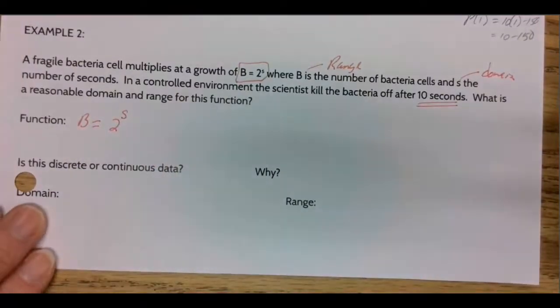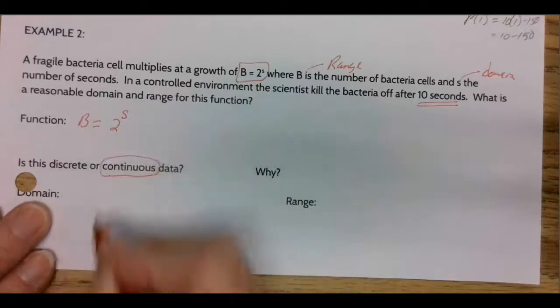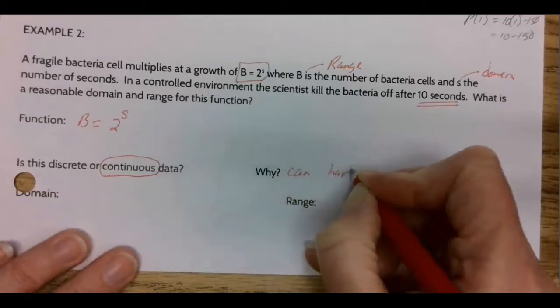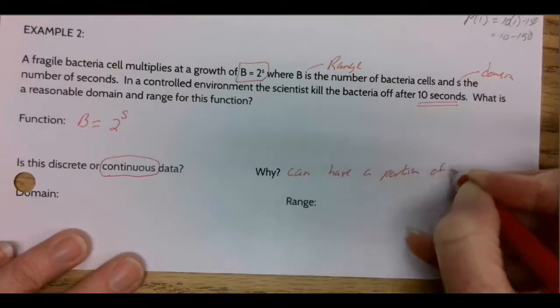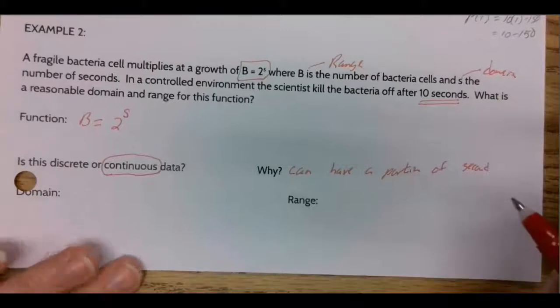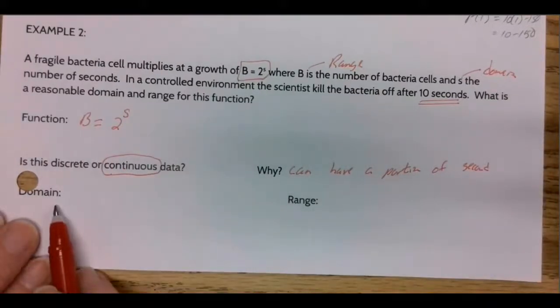First off, is this discrete or continuous? Can I have a portion of something in this, a portion of a cell or a portion of a second? Yes, I can. So this one is continuous, because you can have a portion or a fraction or a decimal of a second. This is time, and cells are that same way. Okay? So now let's go and find the domain.